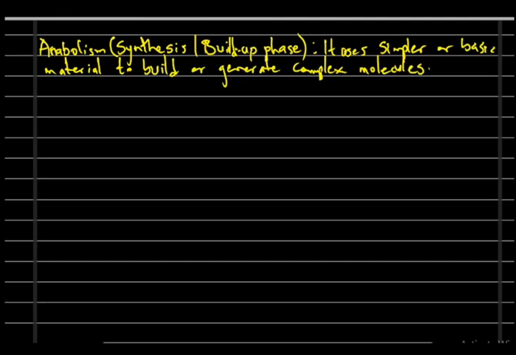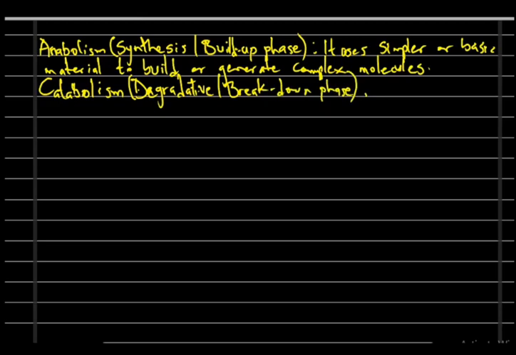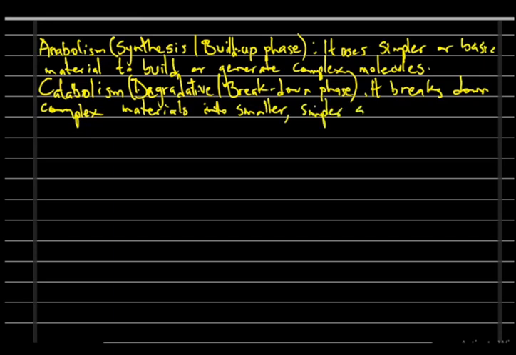And then we have the second process to be catabolism. Catabolism on its own is the degradative phase, the degradative or the breakdown phase. That is what catabolism is. Why? Because it breaks down complex materials into smaller, simpler substances. So that is what catabolism is talking about.